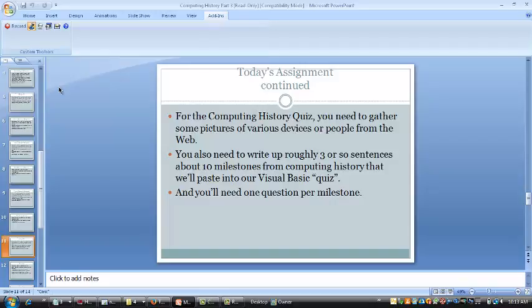So what you need to do is, there are roughly 10 milestones that I've identified, and you're going to need to get 2 pictures per milestone. Get any pictures from the web, pictures of the Pascaline, the ENIAC, whatever. And then you're going to need to write a question about each device that would kind of pique the user's curiosity. And then you're going to have to write 3 sentences about that particular milestone and why it was important, and then how you're going to kind of answer your own question.